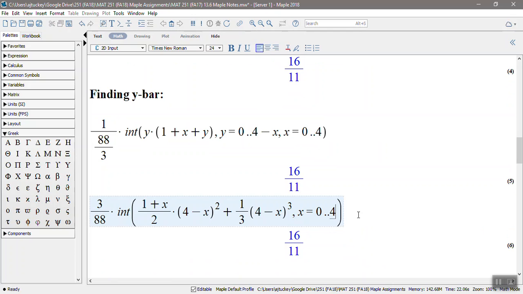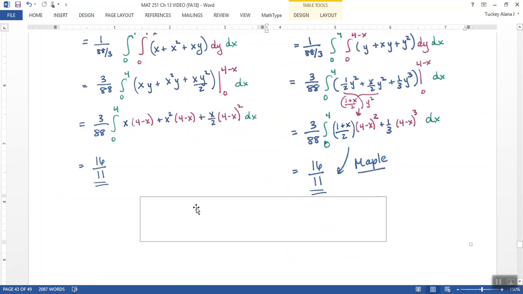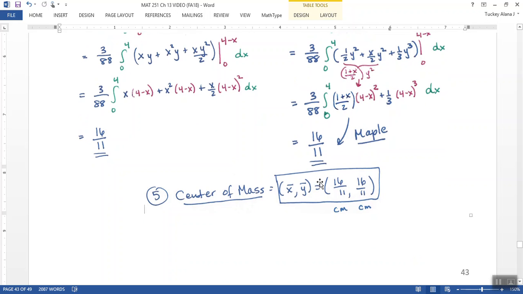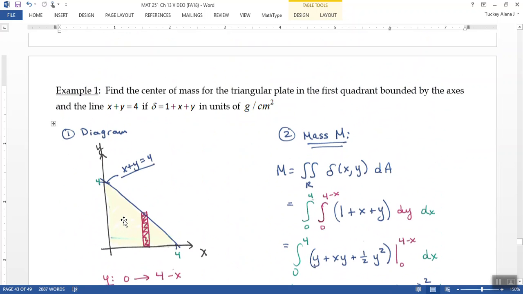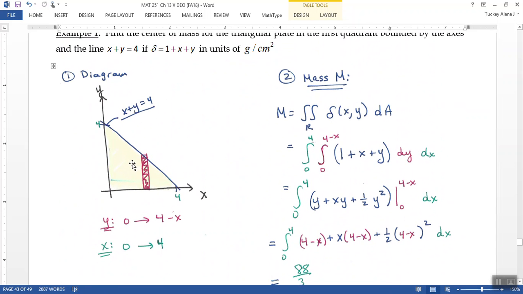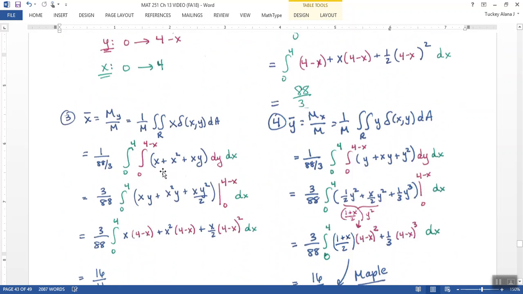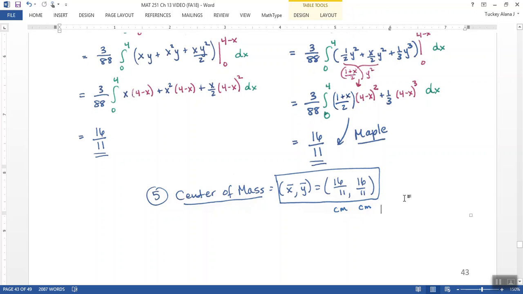Right? Okay, so they're the same. So the center of mass would be x bar, y bar, which is 16 over 11, 16 over 11. And both of those units are in centimeters, because what you're talking about is the distance from each of those axes. So how far is the center of mass away from the x-axis and the y-axis? You just found it's 16 over 11 centimeters for both. And it ended up being the same because both the density and the region were symmetric around the line y equals x. All right, so that's the end of that one.